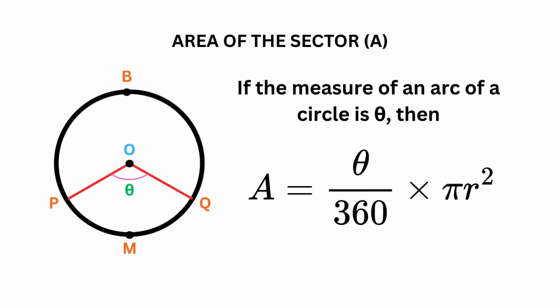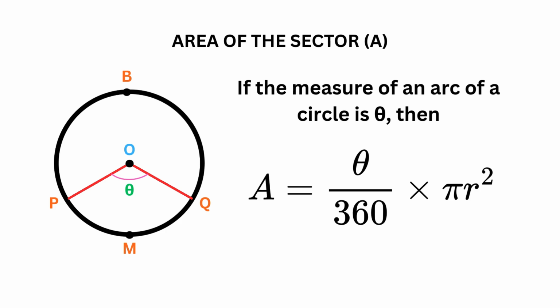Area of a sector, A. Concept. If the measure of a central angle corresponding to the sector of a circle is theta, measured in degrees, then the formula for the area of a sector A is area A equals theta divided by 360 multiplied by pi times the radius r squared.